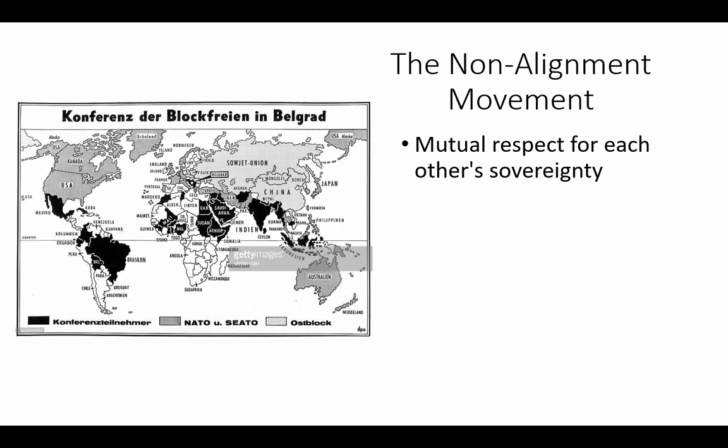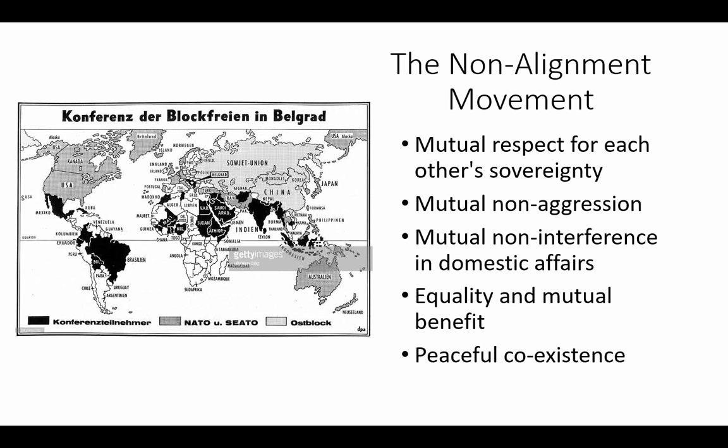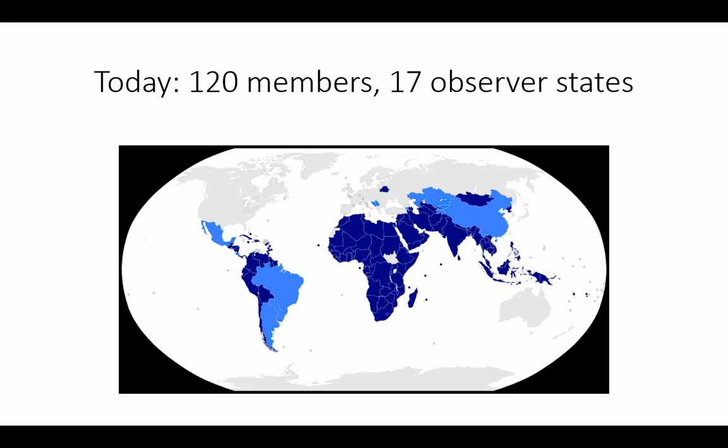And instead, these countries all banded together to say that we will have mutual respect for each other's sovereignty. We will have mutual non-aggression, right? The idea that we will not fight with each other. We will not have conflicts with each other. We will have mutual non-interference in domestic affairs. We will not interfere in each other's politics, in each other's countries. We will have equality and mutual benefits, and we will allow for peaceful coexistence. We will exist with each other peacefully.